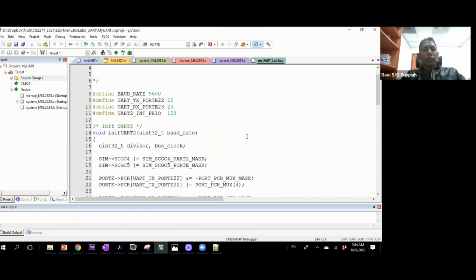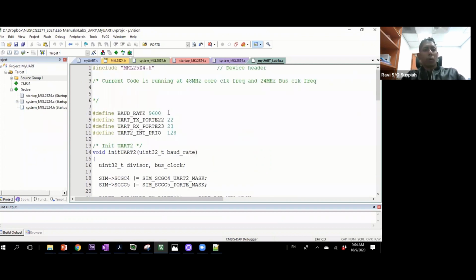Okay, so the first thing is what is the baud rate that you're going to operate on. All right, so I've chosen 9600. All right, I believe that is also the default setting for the BT06 module. All right, so it's easier. The next is the port. All right, so which port are you going to use? Which pin are you going to use? All right, if you have been looking at the data sheet, okay, so let's bring up the data sheet.